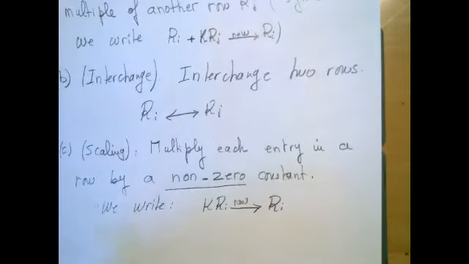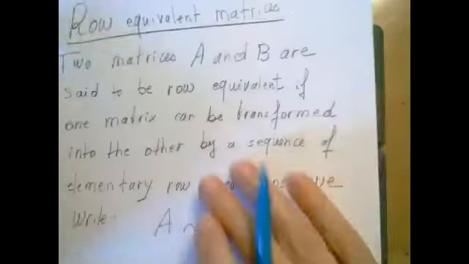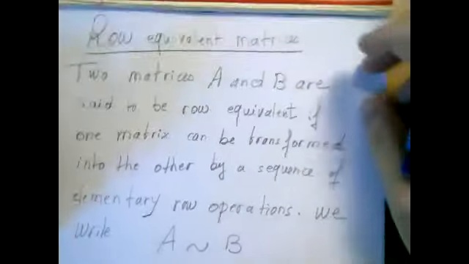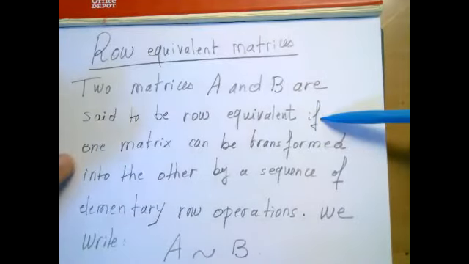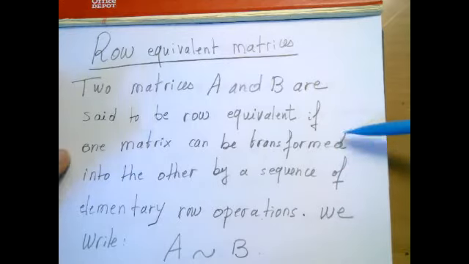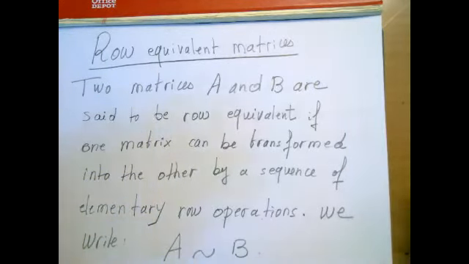Part two is row equivalent matrices. What does this mean? Suppose I have two matrices. We say that they are row equivalent if one matrix can be transformed into the other by a sequence of elementary row operations. And we write A is row equivalent to B.